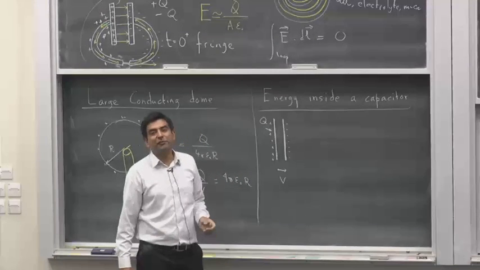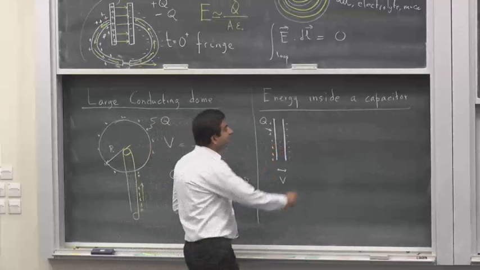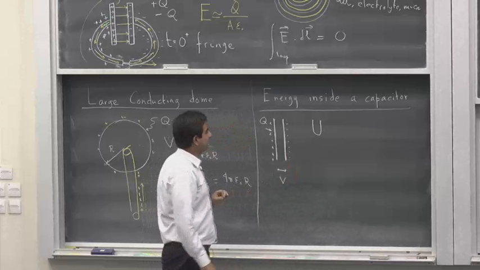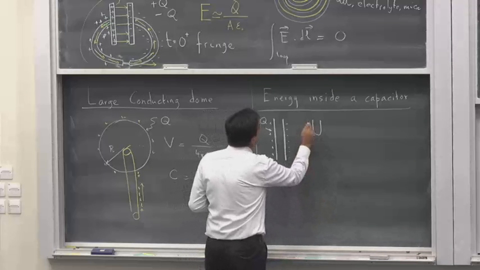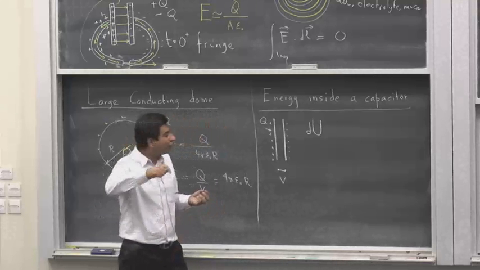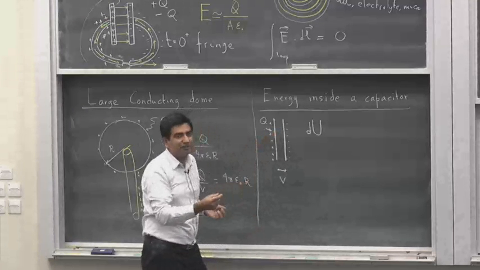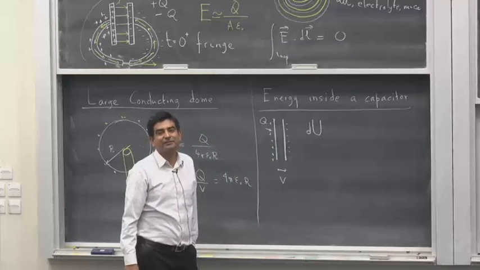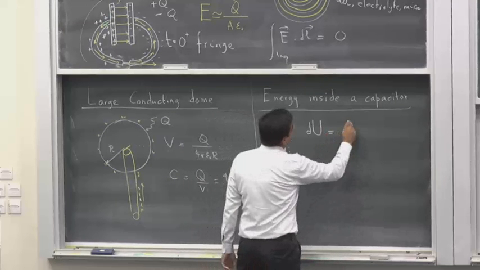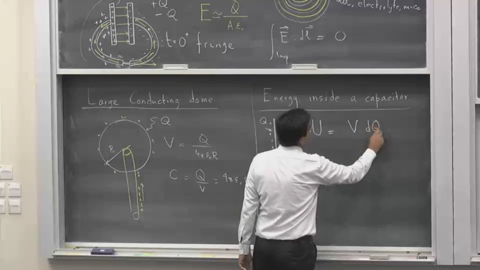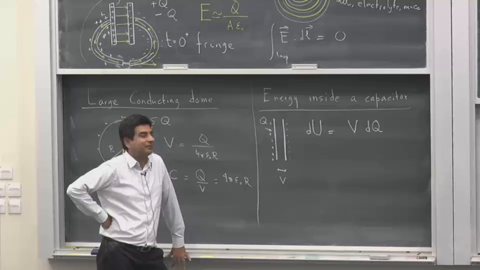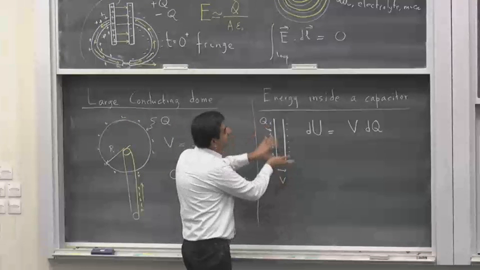So if I were to calculate the potential energy due to this configuration, how much extra energy would I need to supply, dU, in order to bring a small amount of charge, dQ, onto this already charged capacitor? That's going to be equal to V dQ. Now this is the amount of additional energy that we need to bring in.